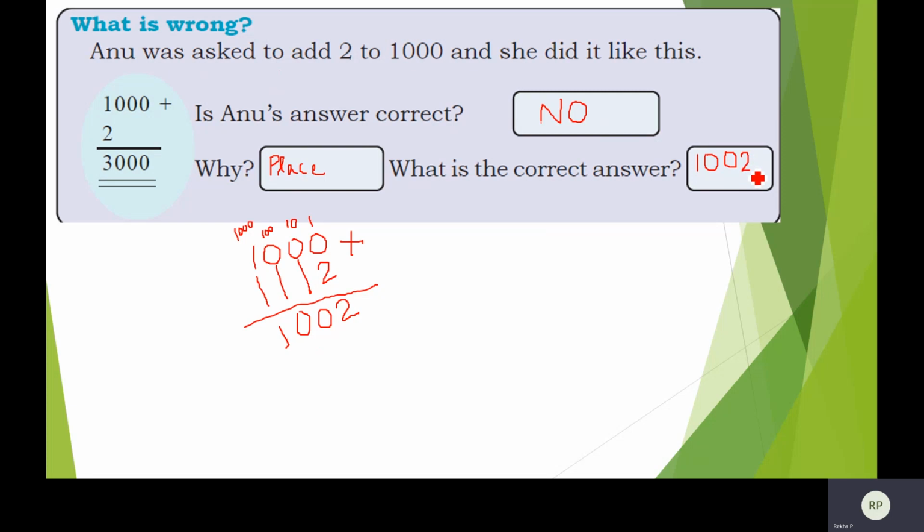All right, hope you understood this. I repeat, when you want to add numbers, you have to make sure that you write the first number and then the next number in the right places. Here, this 2 is in the ones place. So here you have written this 2 in the thousands place. That is wrong. You have to write 2 in the ones place.